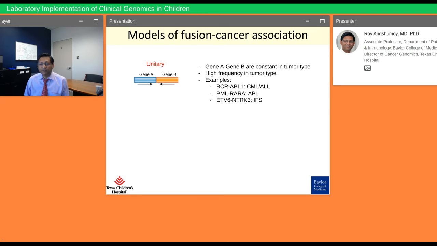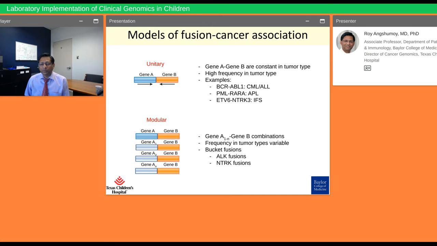So the models of this fusion and how they drive cancer fall into two main categories. One of them is called the unitary model, in which you have gene A and gene B fairly constant in terms of being seen only with each other or mostly with each other. And they are also very specific to the tumor types. They are seen together in the specific tumor context.